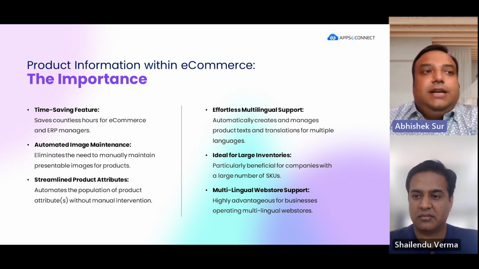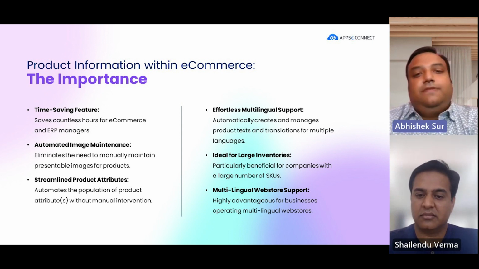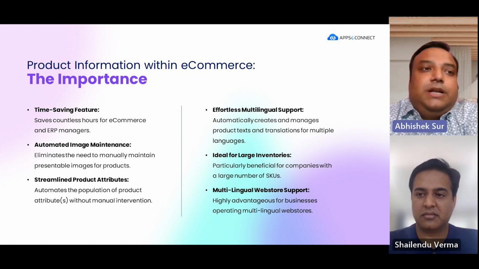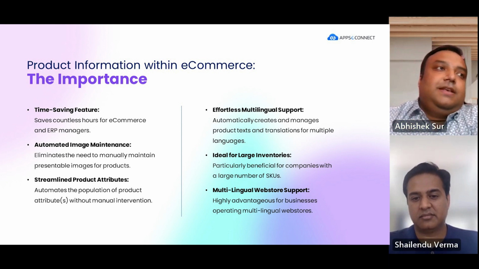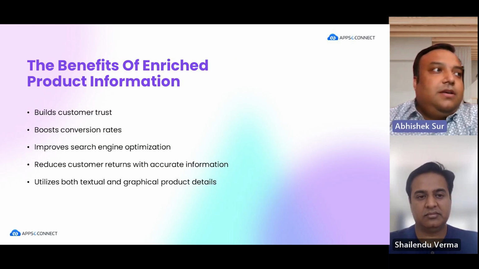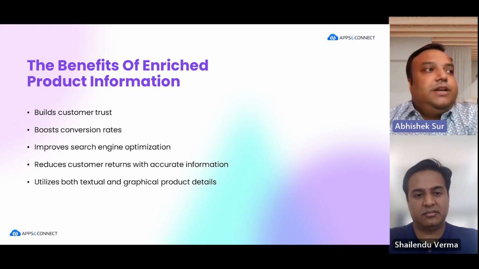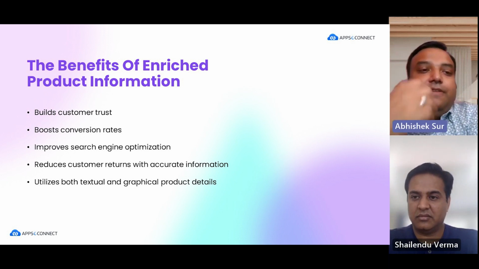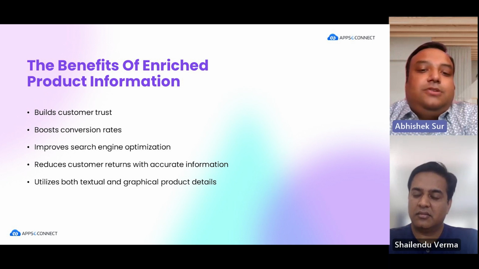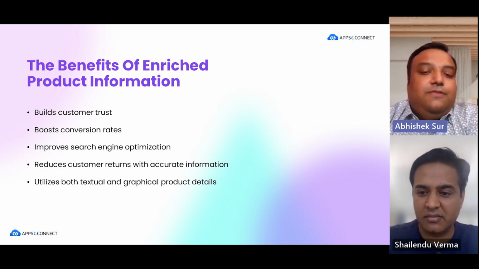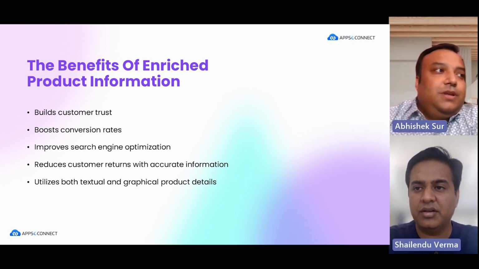This solution is ideal for large inventories, particularly beneficial for companies with a large number of SKUs, because if you have a large number of SKUs, that means you will take more time to go to market. The benefits again: build customer trust, boost conversion rates. Basically, if you publish your product without this description, then you cannot say your customers would buy it, because they will not see a lot of information about the product.